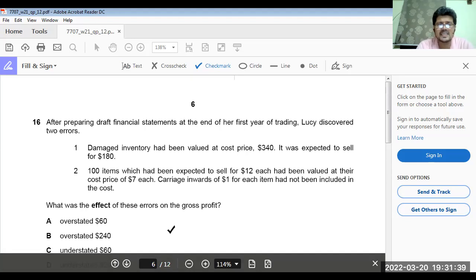Now, when we decrease the value of closing inventory that was reported at 340 by 180, we have to decrease the value of closing inventory by 160. That 160 is going to increase cost of sales and decrease gross profit. Okay. Now, what about the second item?